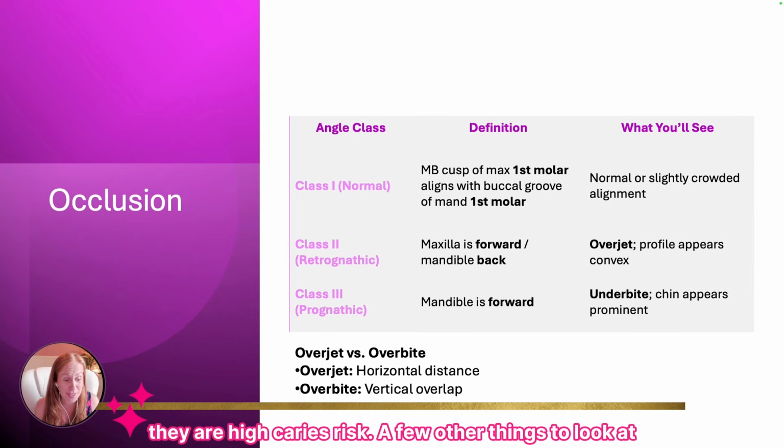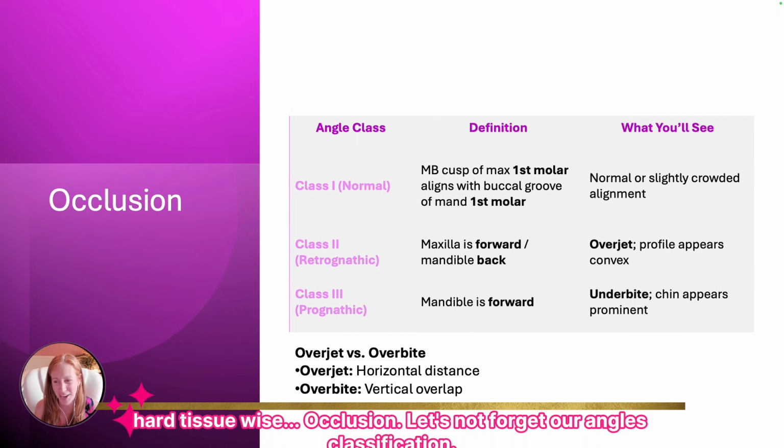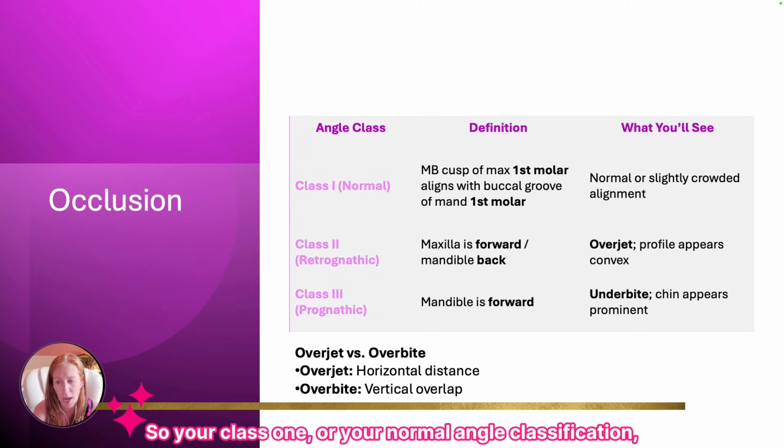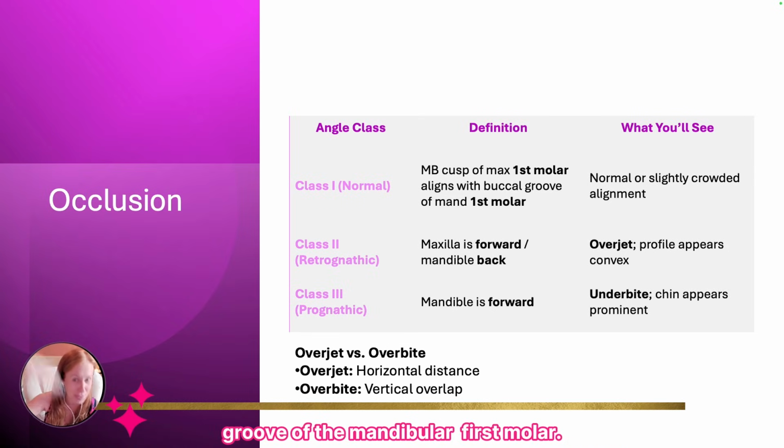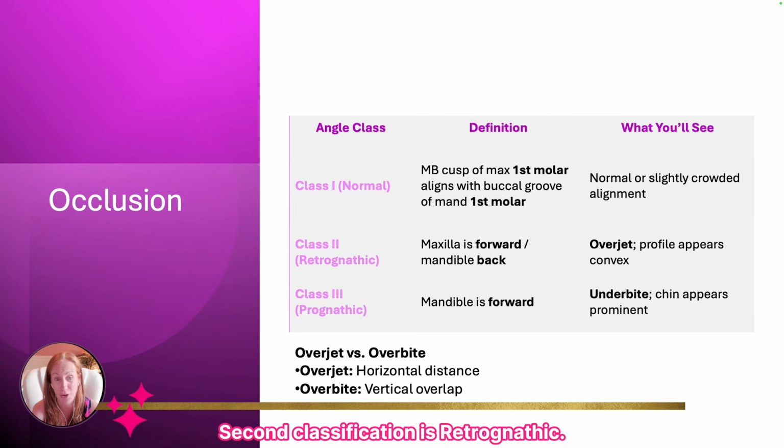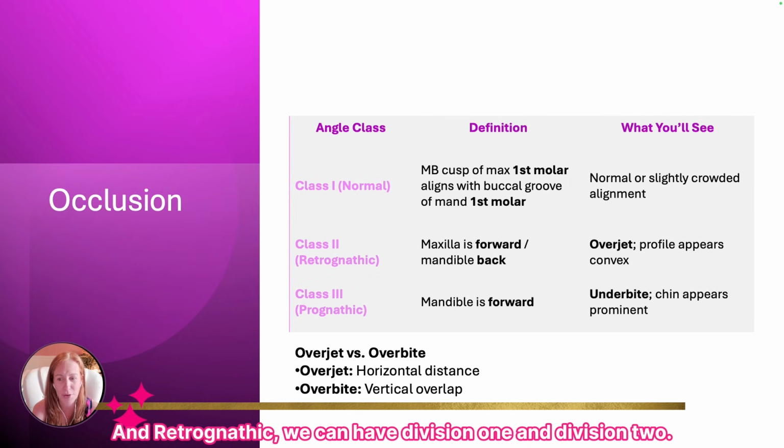A few other things to look at hard tissue wise. Occlusion. Let's not forget our Angle classification. So your class 1 or your normal Angle classification, the mesiobuccal cusp of that maxillary first molar aligns with the buccal groove of the mandibular first molar. Class 2 classification is retrognathic. And retrognathic, we can have division 1 and division 2.